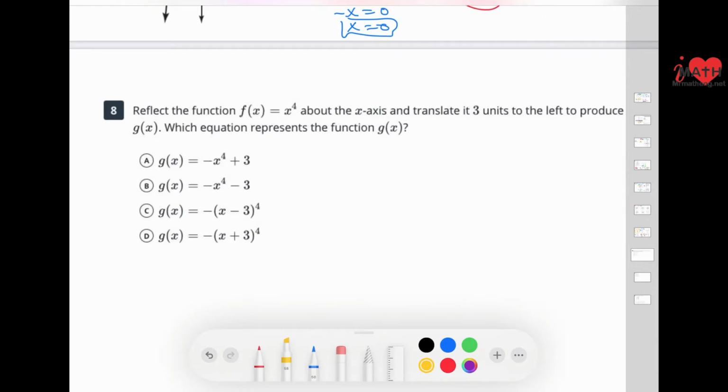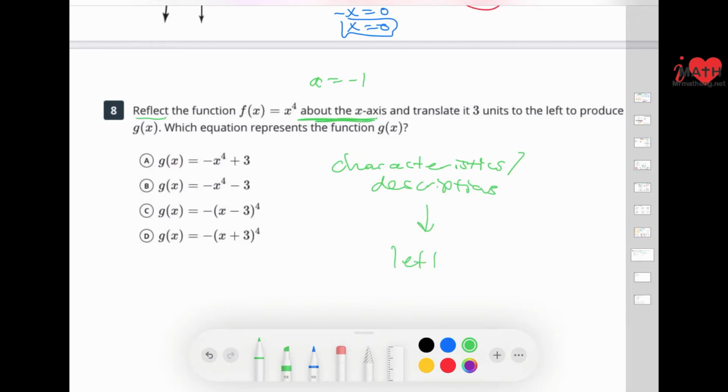Reflect the function f of x equals x to the fourth about the x-axis. Okay, so here's the first one. Let's reflect it over the x-axis. That is an a value of -1. So here I'm trying to identify the characteristics or the descriptions to letters. That's kind of like what I'm doing right now.